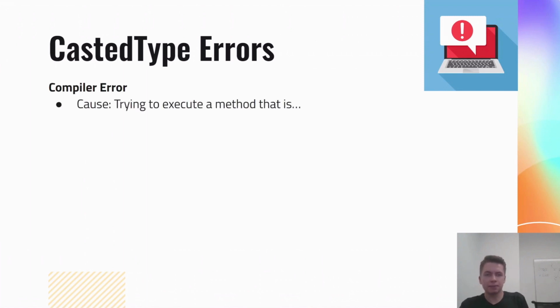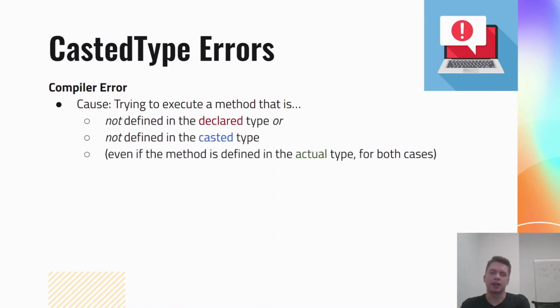With casting types, or errors involving casting, there are two possible errors we can raise. A compiler error, when we're trying to execute a method that is not defined in the declared type or not defined in the casted type. Even if the actual type contains an implementation of that method, like we saw earlier with the compiler errors, if the declared or casted type does not contain that method, we will throw a compiler error.